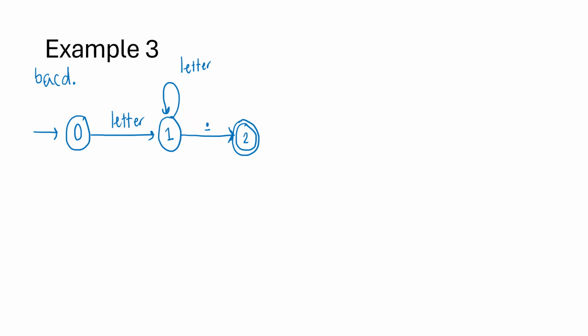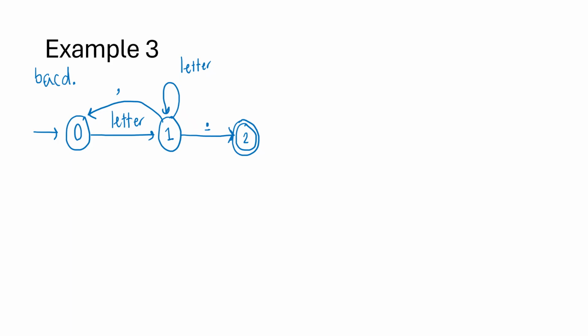Now, it is also possible that after reading the first letter and maybe more letters, while we are at state number 1, we read a comma. And when we read a comma, that takes us back to state number 0, because then with more letters we are back to state number 1, and then a period can end us at state number 2 and accept.